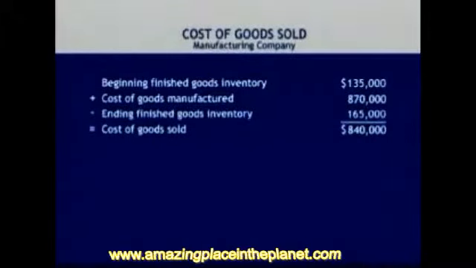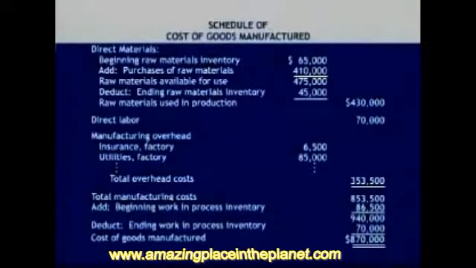The cost of goods sold calculation for a manufacturing company includes the beginning and ending balances in finished goods inventory and the cost of finished goods manufactured during the period. The cost of finished goods manufactured is detailed in the Schedule of Cost of Goods Manufactured. The schedule may appear complex, but it's really quite logical.